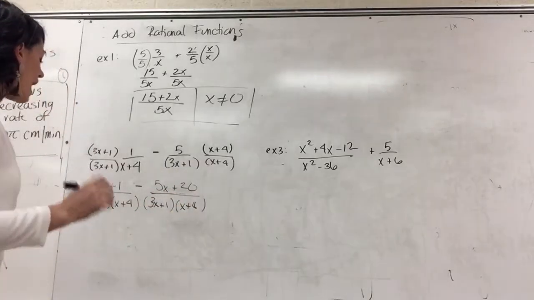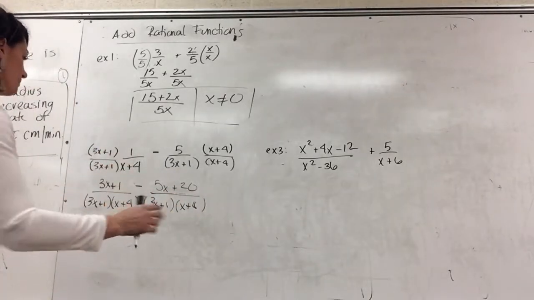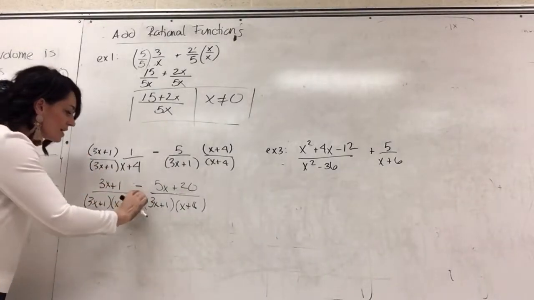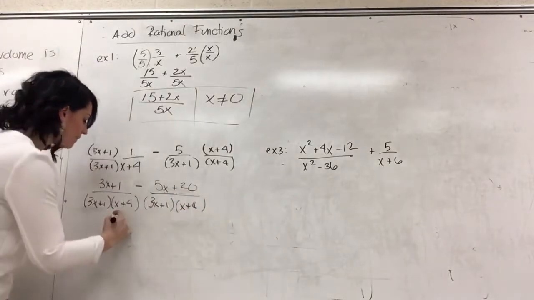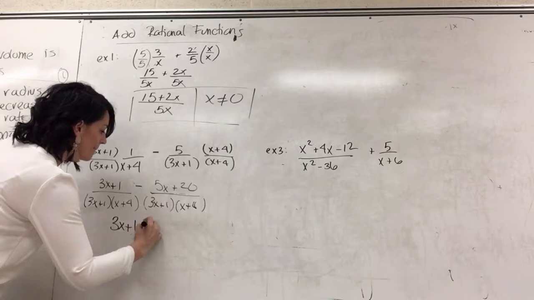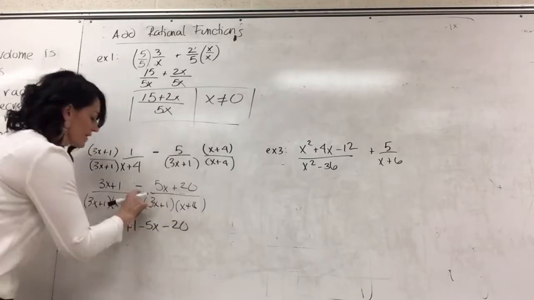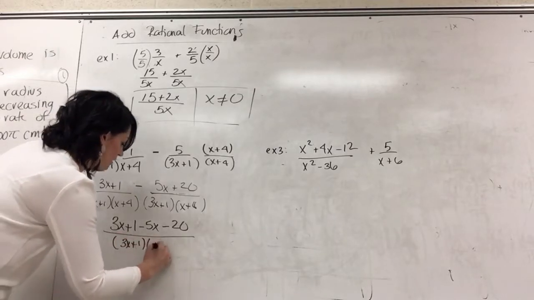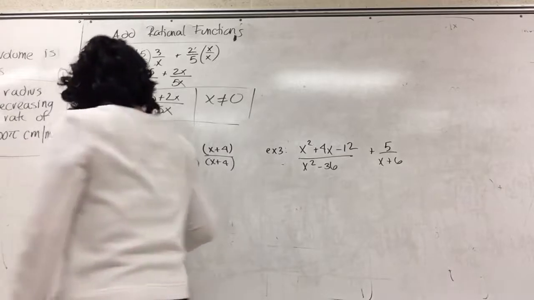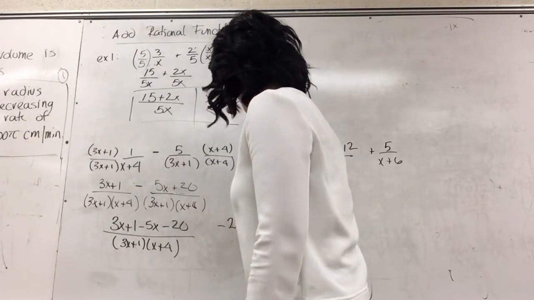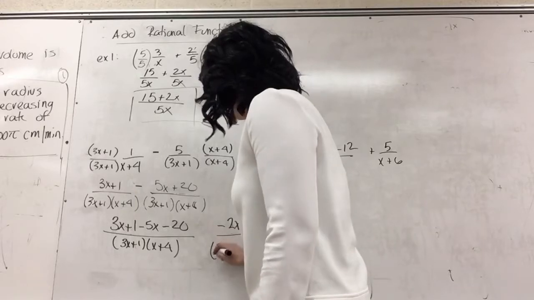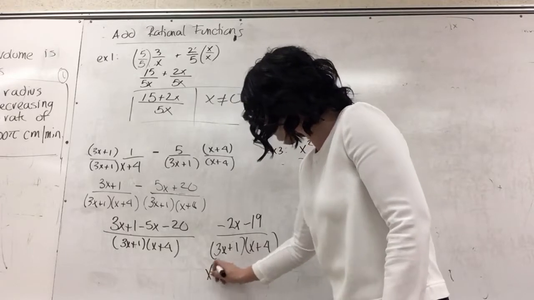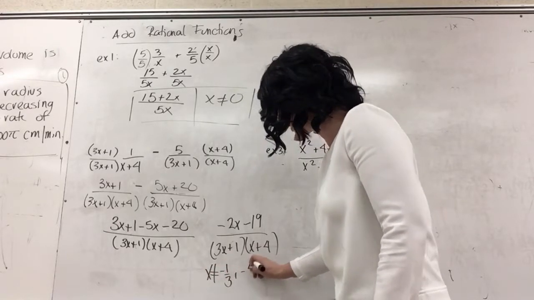Okay? Now, this is the part that people mess up with when they do subtraction. Now I put it as one entire function. This is subtracting this whole thing. So when I write it out as one whole thing, it needs to be 3x plus 1 minus 5x minus 20. This negative needs to distribute to the entire thing. And then it's all over 3x plus 1 times x plus 4. So that ends up being negative 2x minus 19 all over 3x plus 1 times x plus 4. Okay, state my restrictions. X cannot equal negative a third or negative 4.